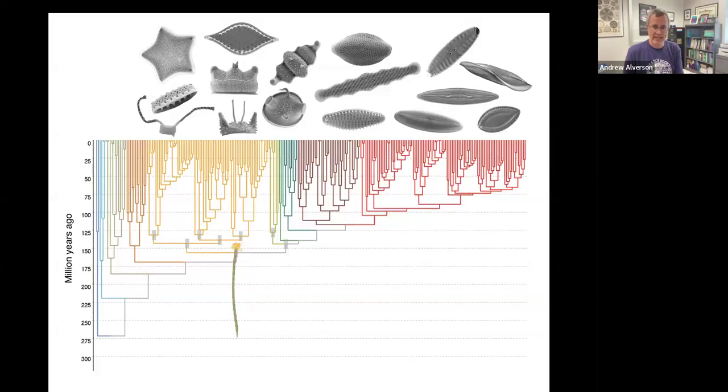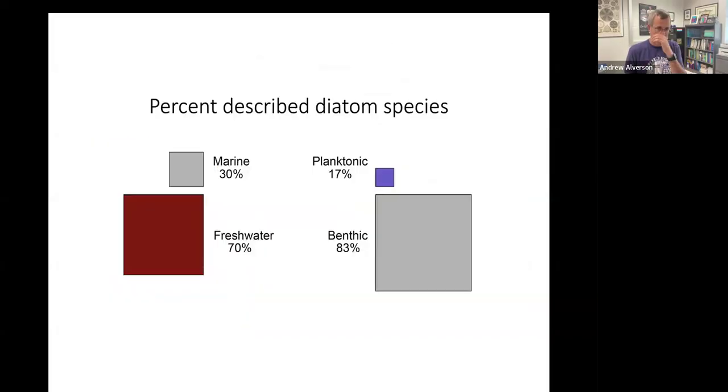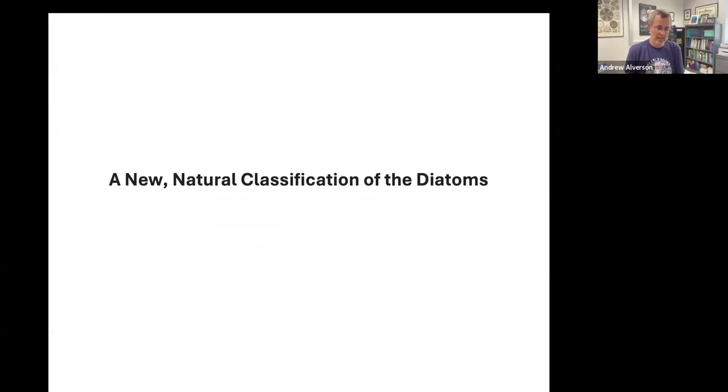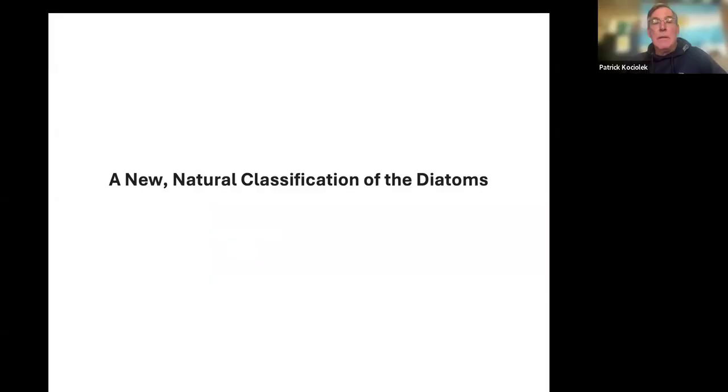And so the last slide for me, the upshot of this, is that although most people associate diatoms with the marine plankton, and they've been in the marine plankton the longest, marine planktonic diatoms are a relatively small fraction of diatom diversity, and most of diatom diversity traces back to that radiation that began in that early polar centric diversification that we reconstructed. And with that, Pat will talk about how we then use this phylogeny to make a new classification of diatoms. Thanks, Andy.